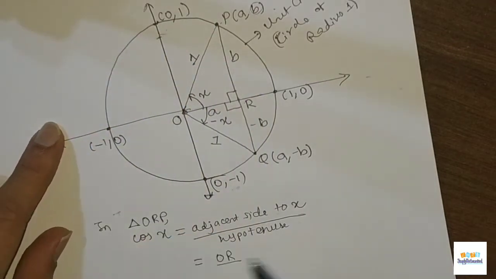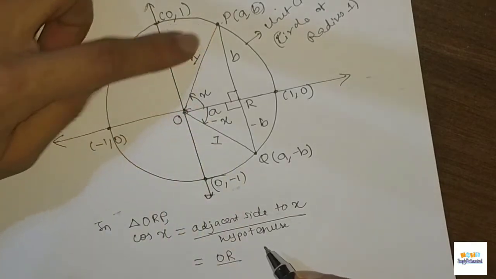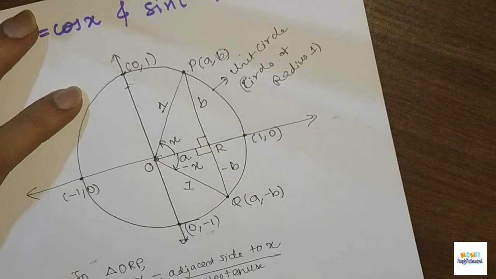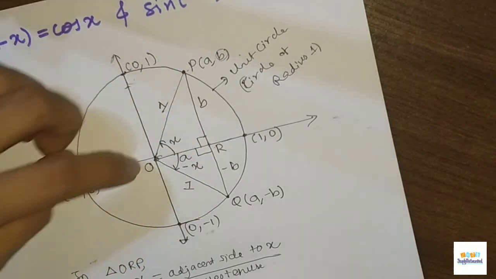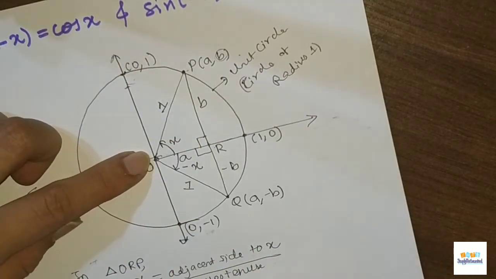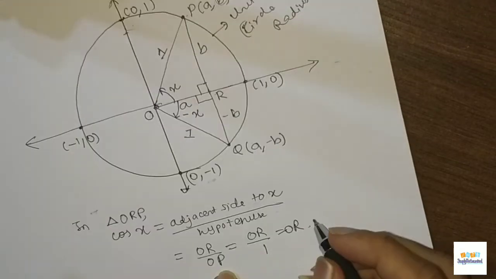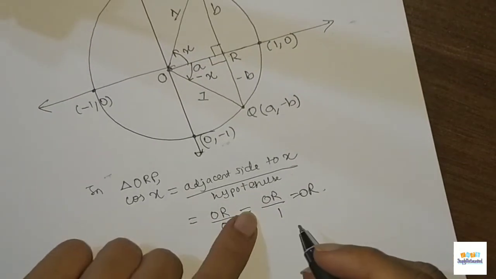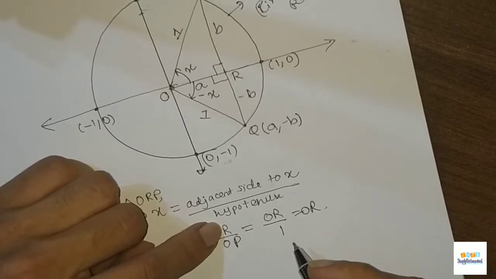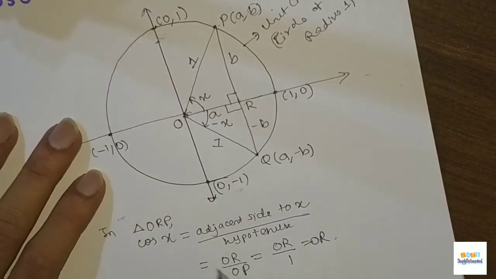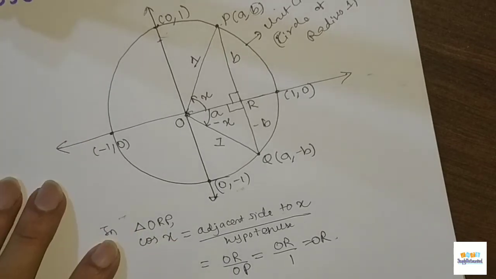So in triangle ORP, what are you getting? The hypotenuse is OP, right here. That is OP. So OR, what is OR? OR divided by OP will be OR by OP, and since the hypotenuse is 1, you will get cos x is equal to OR.